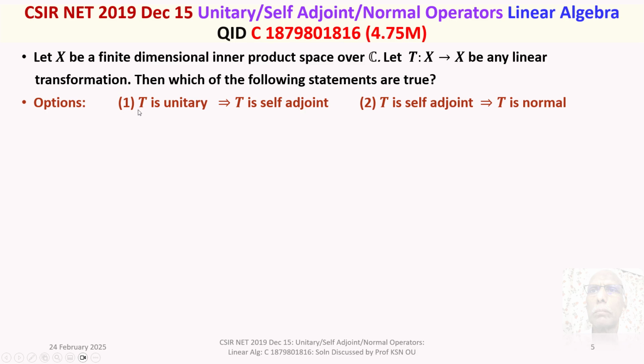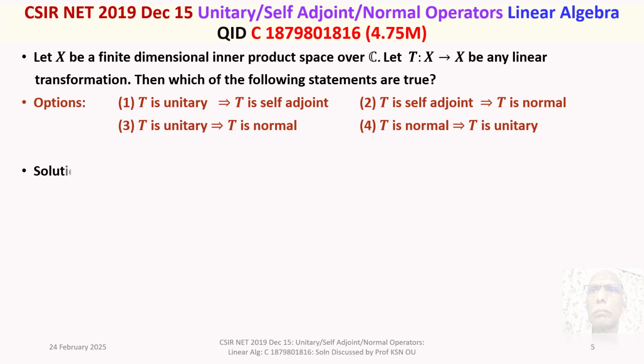Option 1. T is unitary implies T is self-adjoint. Option 2. T is self-adjoint implies T is normal. Option 3. T is unitary implies T is normal. Option 4. T is normal implies T is unitary. Let's now discuss the solution of the problem in detail.